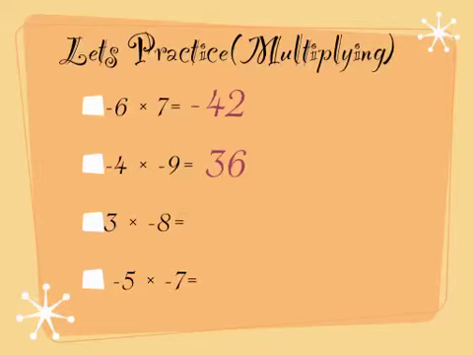The next example, we have a positive 3 times a negative 8. A positive times a negative means we have different signs, so our answer is going to be negative, and 3 times 8 is 24. The last example, we have negative 5 times negative 7. A negative times a negative means we have the same signs, so our answer is going to be positive, and 5 times 7 is 35.